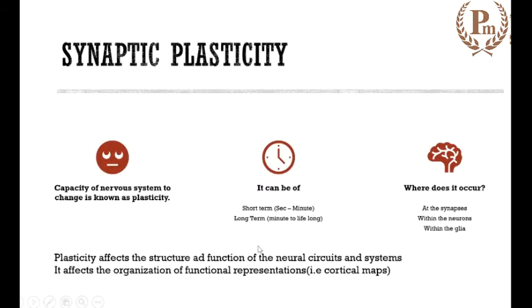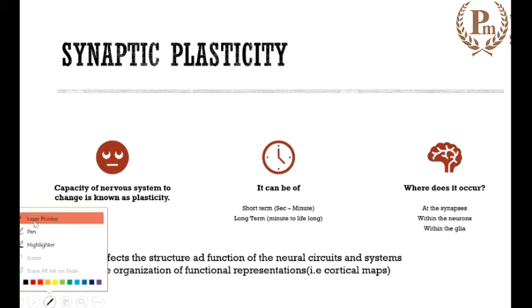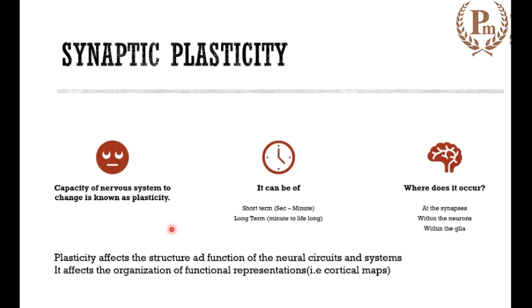Now, the first thing that comes to our mind is, what does the word plasticity mean? Plasticity in general terms means the capacity to change. And when I talk about synaptic plasticity, it means the capacity of the nervous system to change. That is what we refer to as synaptic plasticity. Now, how long is this change going to stay? Is it going to be short term or long term? It can be both.